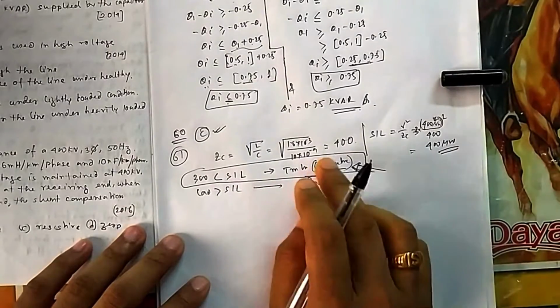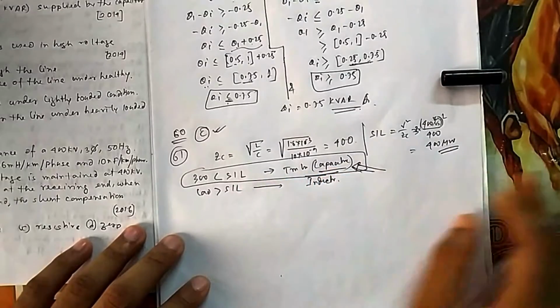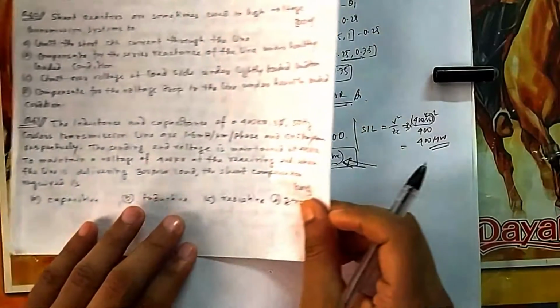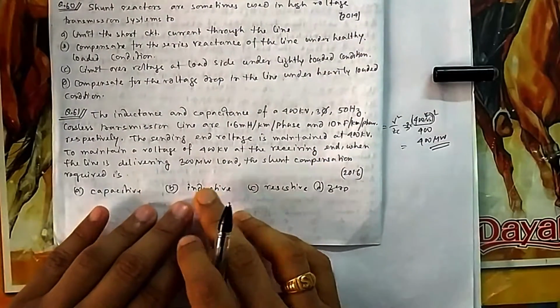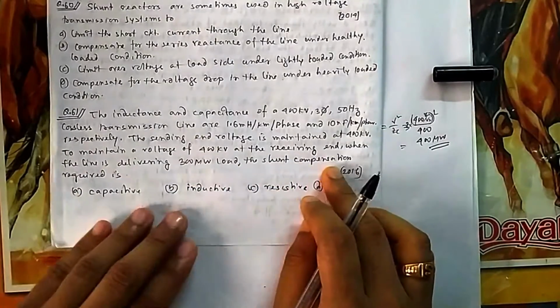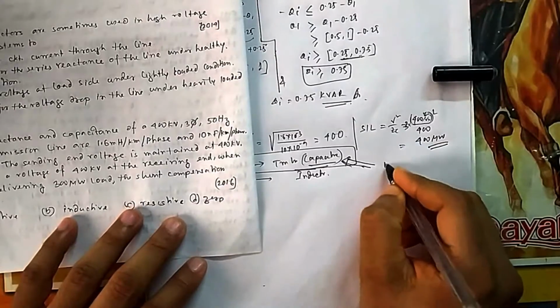In this case your load is falling under this category, that means your transmission line is looking capacitive, so its receiving end voltage is likely to increase. So for that you will give inductive compensation, so that the capacitive effect can get reduced. You will give shunt compensation, inductive shunt compensation. That is your option B.